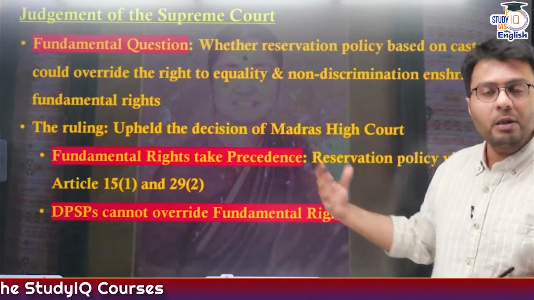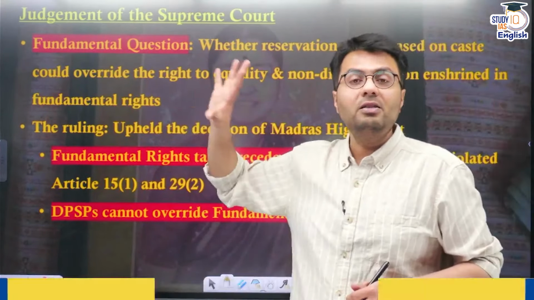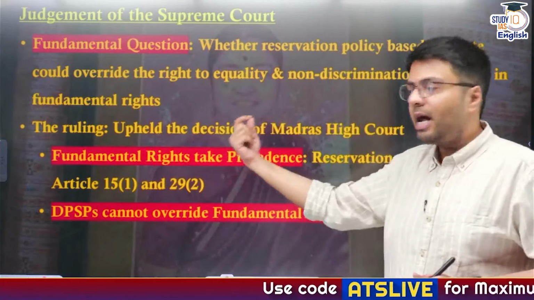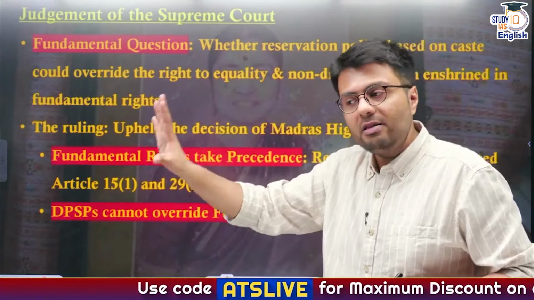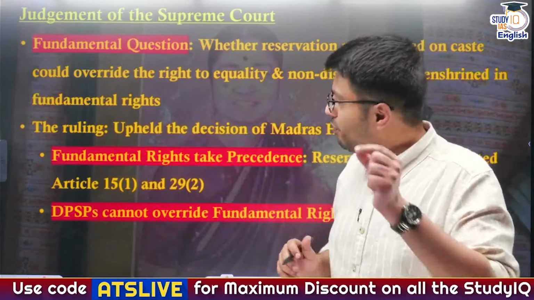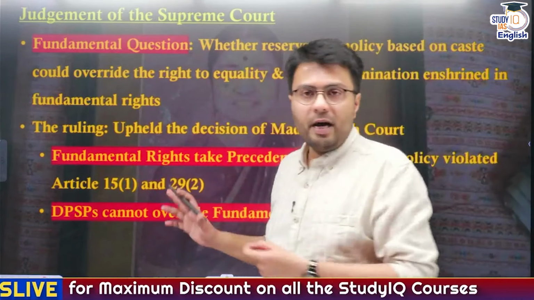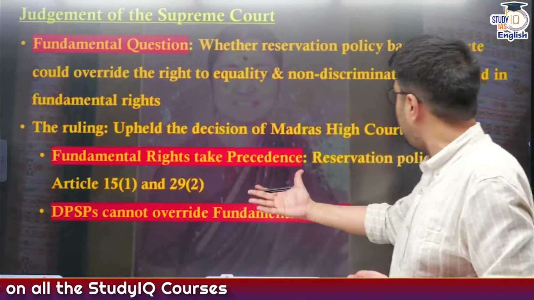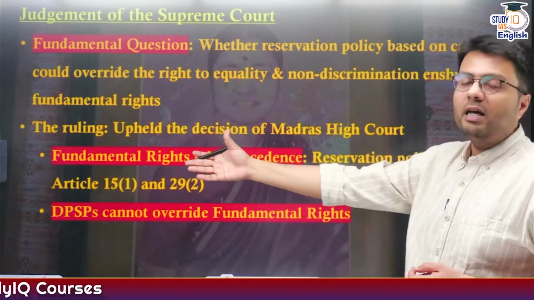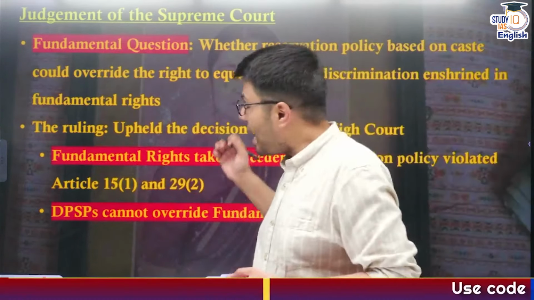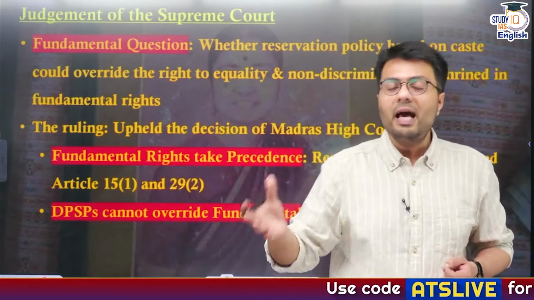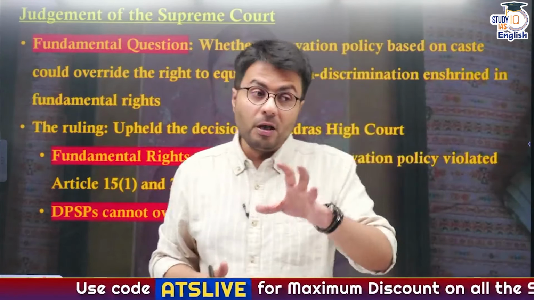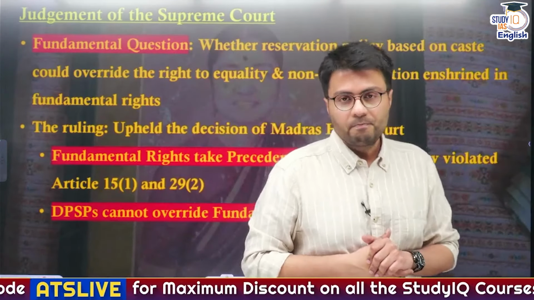What was the decision of the Madras High Court? It had declared this government order as unconstitutional, and even the Supreme Court held that the decision of the Madras High Court in this regard was right. Because first of all, the fundamental rights of a citizen should take precedence over other factors. That is, fundamental rights which are guaranteed under Article 15 and under Article 29, and these articles provide for non-discrimination of a person based on their caste.